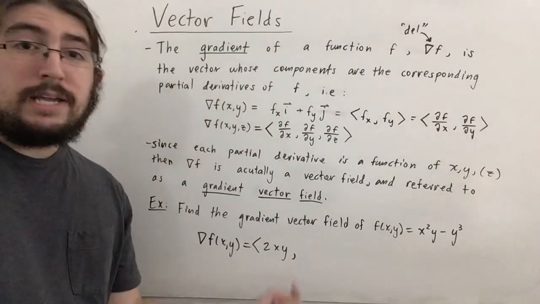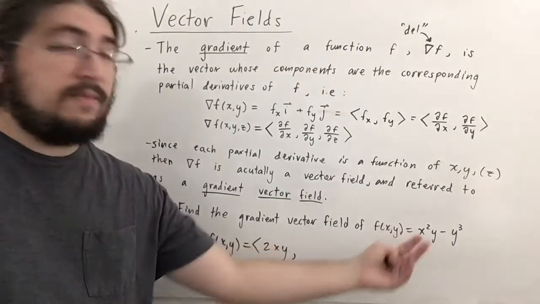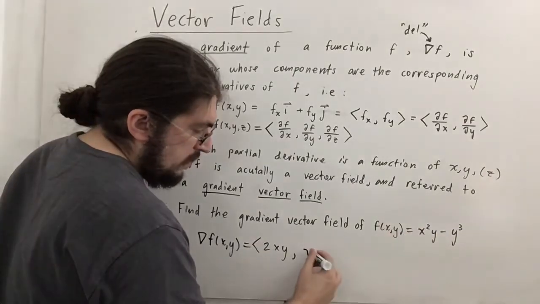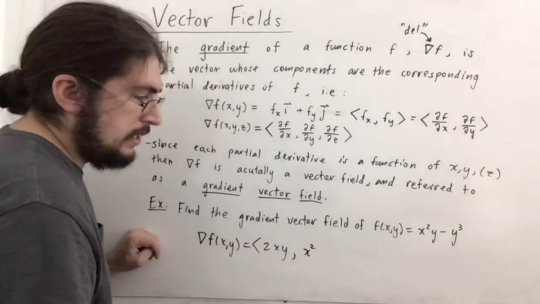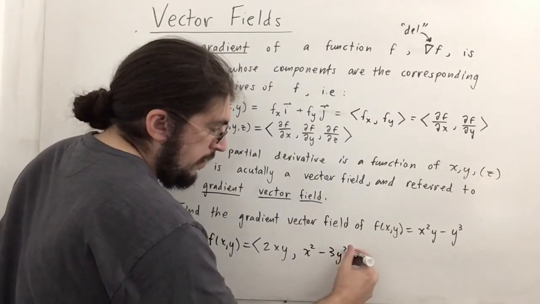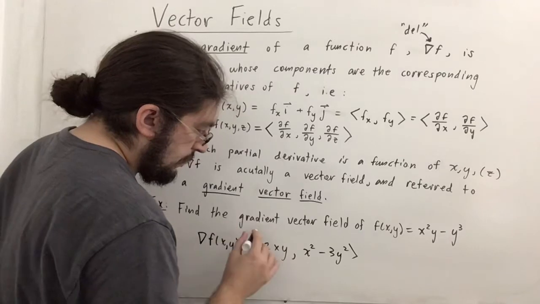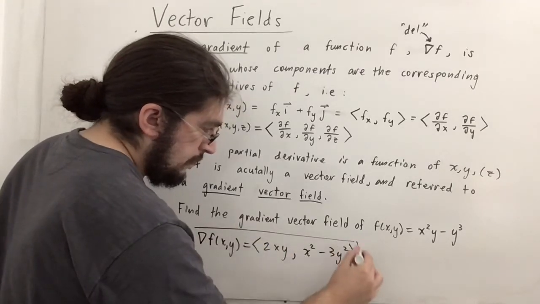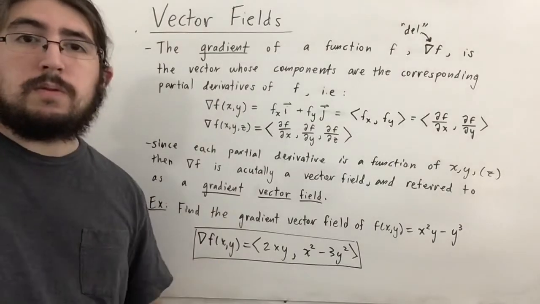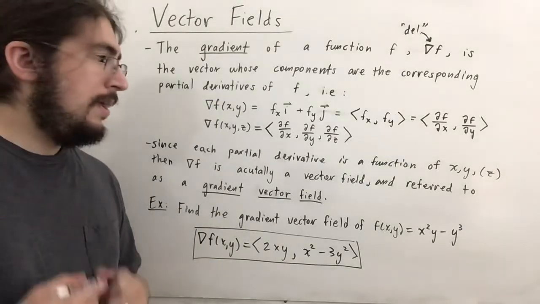Now for the y component, we take the partial derivative of f with respect to y. This is going to be a constant times y, whose derivative is just x squared, just the constant itself. The derivative of y cubed with respect to y is negative 3y squared, and that's it. So I'll box this. And if you want to actually plot this to get a visualization like I showed with the previous example, you can certainly do that, but I'm not going to.